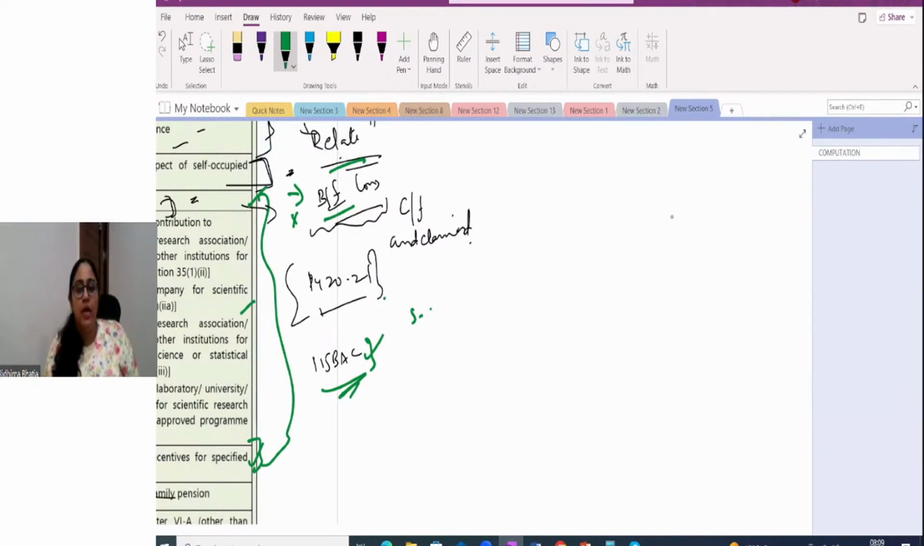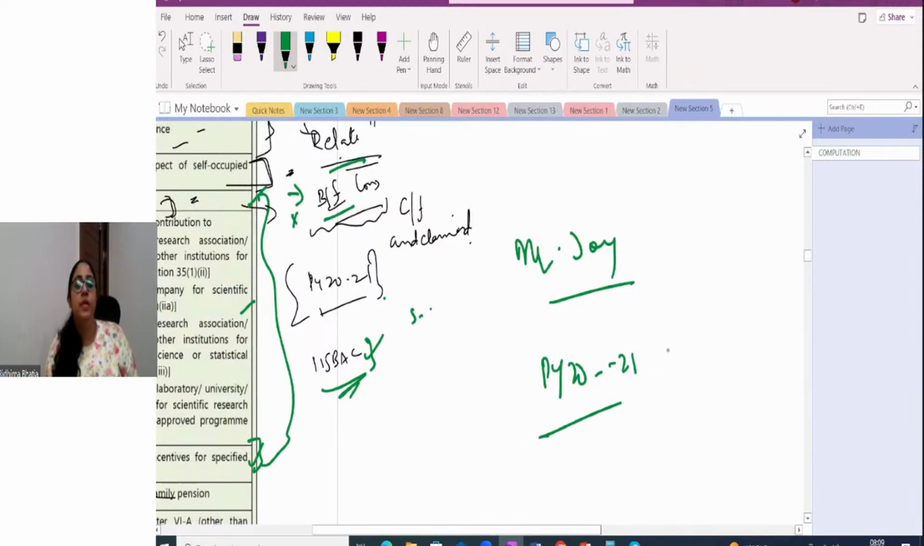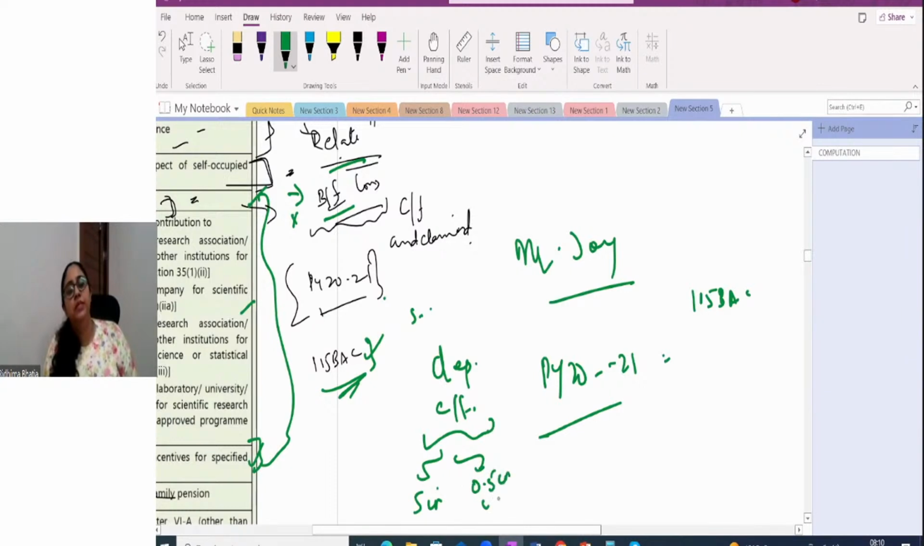Now suppose I am Mr. Joy. Mr. Joy, in previous year 2021, May, wants to claim 115BAC. But he has a depreciation which is being carried forward. Out of this depreciation, 5 crore is the normal depreciation and 0.5 crore is additional depreciation.